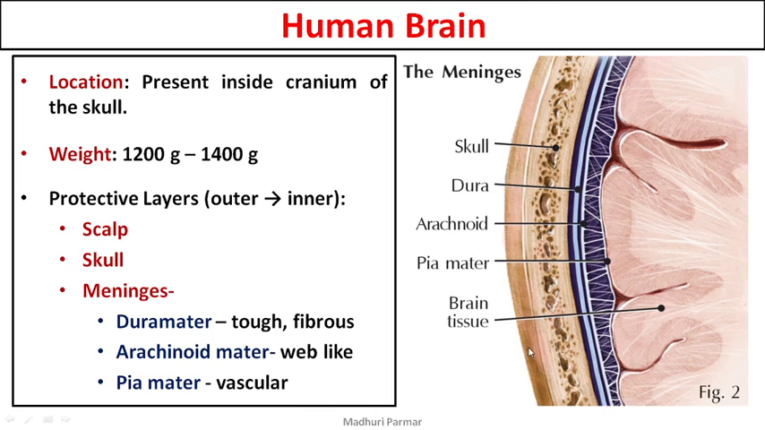Outermost being scalp, your skin and hair. Then comes the skull. After skull, there are three meninges. In the three meninges, outermost is dura, then comes arachnoid, and the innermost is pia mater. Now there are some spaces between these membranes, between these meninges.